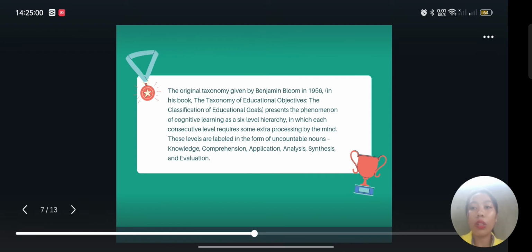The original taxonomy given by Benjamin Bloom in 1956 in his book, The Taxonomy of Educational Objectives, the Classification of Educational Goals, represents the phenomenon of cognitive learning as a 6-level hierarchy in which each consecutive level requires some extra processing by the mind. These levels are labeled in the form of uncountable nouns: knowledge, comprehension, application, analysis, synthesis, and evaluation, as mentioned earlier.